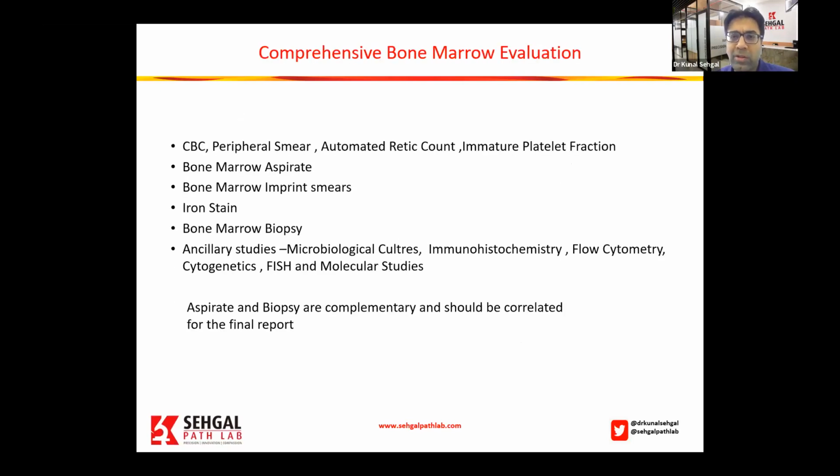When a bone marrow is done, one needs to understand that this needs to be a comprehensive bone marrow evaluation. You cannot report a bone marrow without a CBC, which should ideally include a peripheral smear and automated retic count. A bone marrow aspirate goes without saying, along with imprint smears, and include the humble iron stain. Do not forget that.